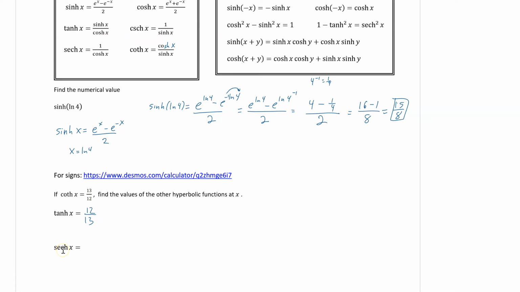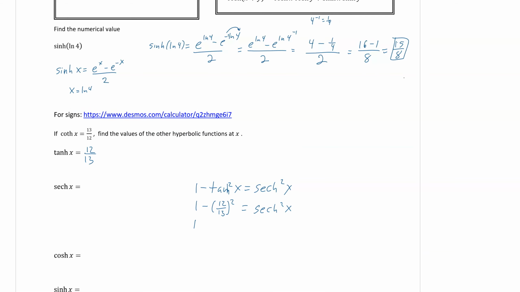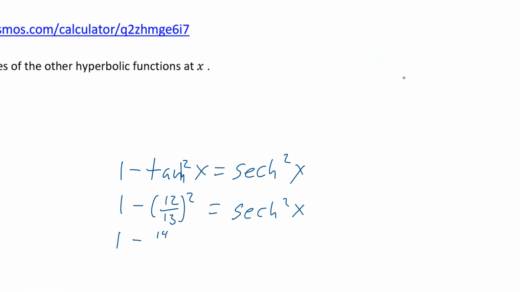And now we can move on to secant. Do we see anything with tangent and secant? Yes, right there. It says 1 minus tangent squared x equals secant squared. So we can say that 1 minus hyperbolic tangent squared x is equal to hyperbolic secant squared x. Forgot the h. Now we just plug it in. So 1 minus 12 over 13 squared, and so this would be 1 minus 144 over 169.